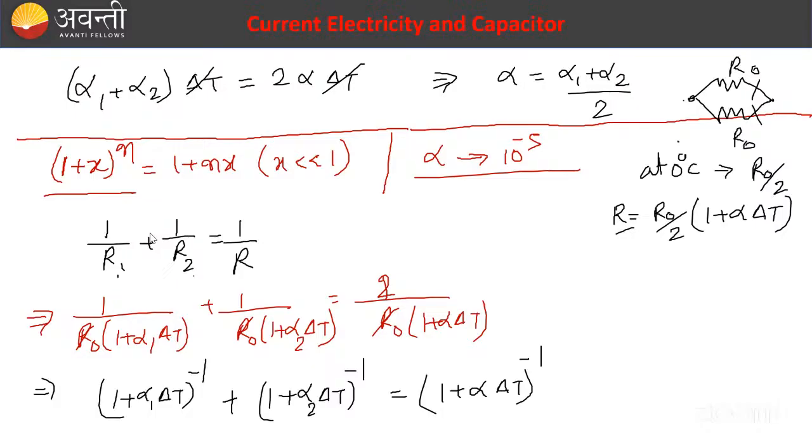Let me know if you have doubt. Minimum 2. Yes, B will be the option.